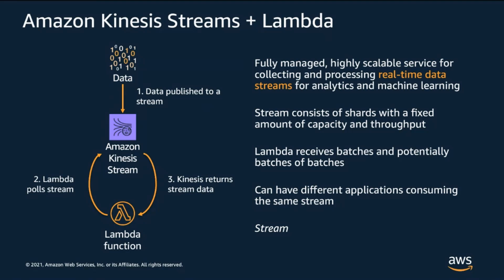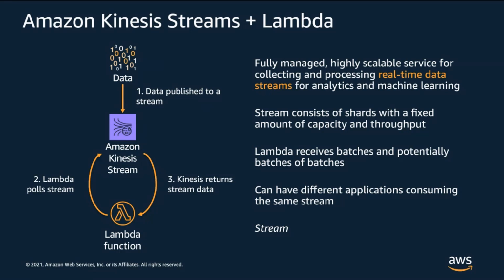And now Kinesis is a really great product that has a lot of different capabilities as well. And it's meant for really massive throughput, ingesting data, potentially terabits per second. So with Kinesis, you create a stream, and then based on throughput, your stream is then split into shards, which have a fixed amount of capacity and throughput. Lambda will then receive batches of messages off of those shards in parallel.